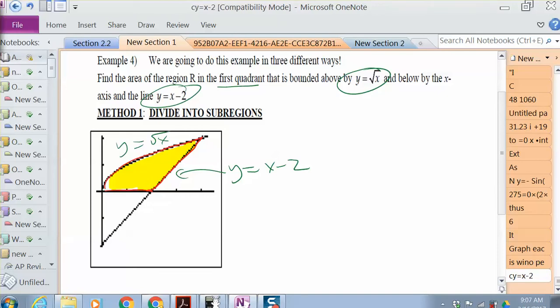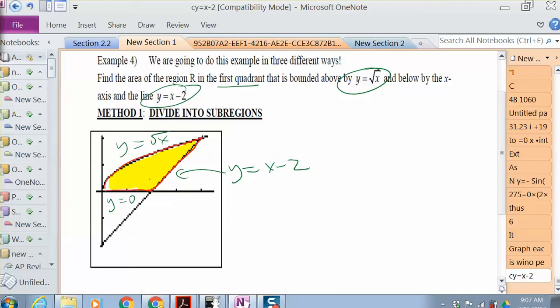So here is the dilemma with this kind of problem. The upper boundary is root x, right? But the lower boundary has two pieces: the x-axis, which is the same as y equals 0, as well as x minus 2. So it's not quite clear how to set this up, because the way we've set it up previously is you do upper minus lower, and then you take the limits of integration, the left x coordinate, the right x coordinate, and just integrate it.